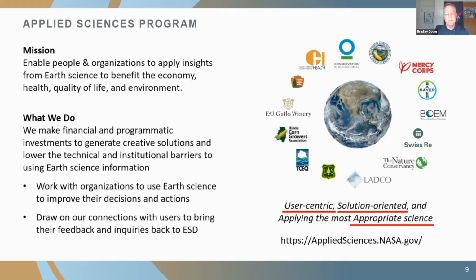And sometimes there's constraints on that science. Sometimes it's a latency issue. We can't wait to process all this data. We have to know this in 24 hours, not 2 months. What type of data can we provide in 24 hours?